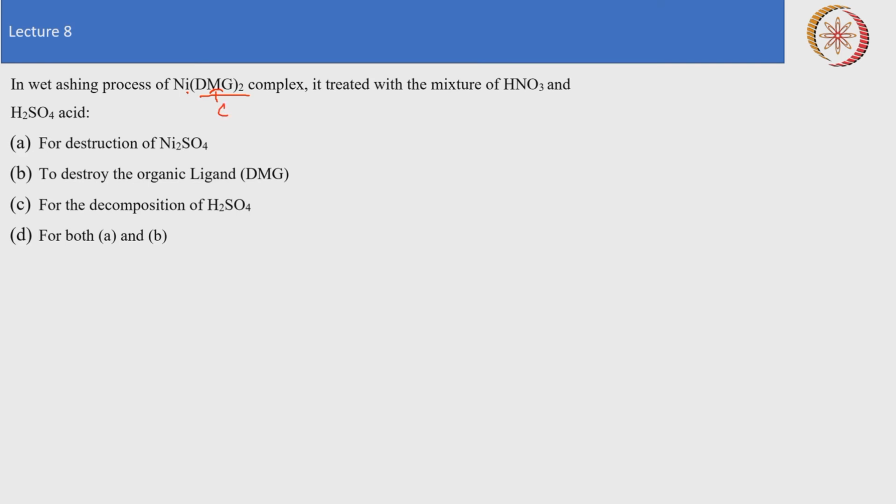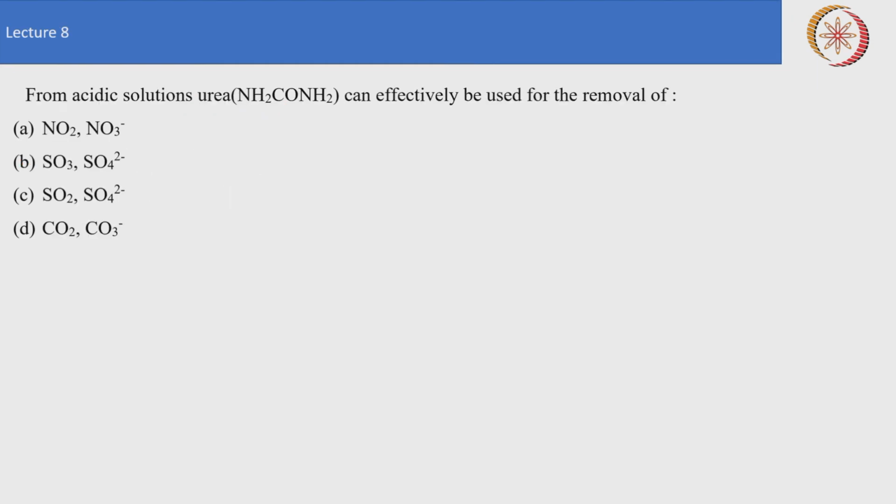In wet ashing, basically you are treating with alkali, sulfuric acid or nitric acid to destroy the organic part, converting it to CO2 and H2O. So the answer is B, to destroy the organic ligand only. That is the wet ashing method, where you destroy the organic part so that you can get the nickel complex.